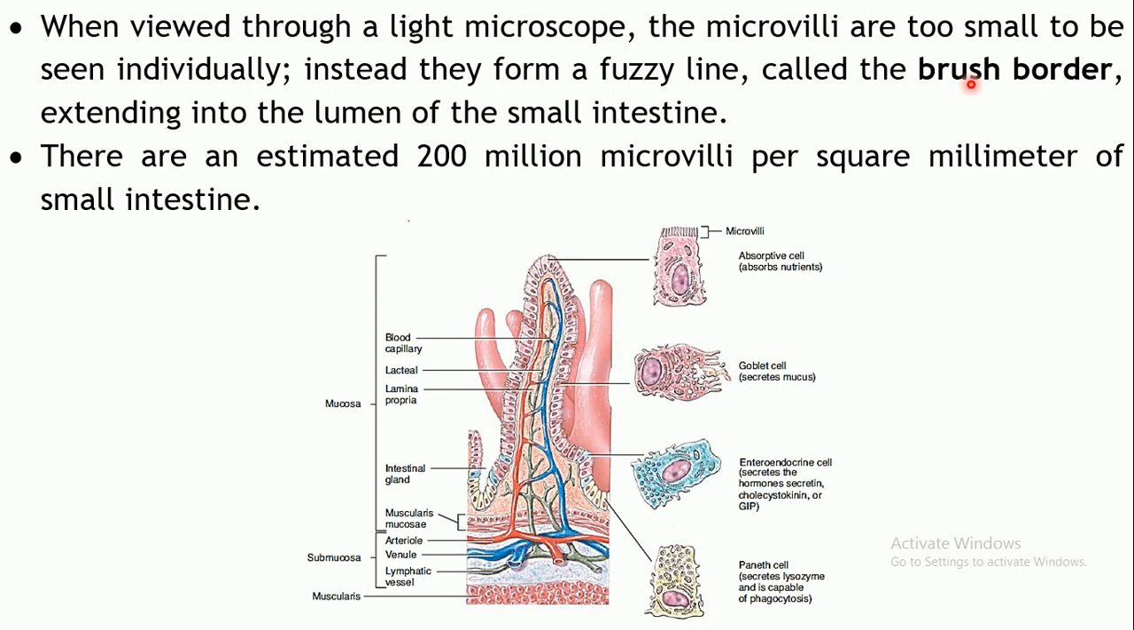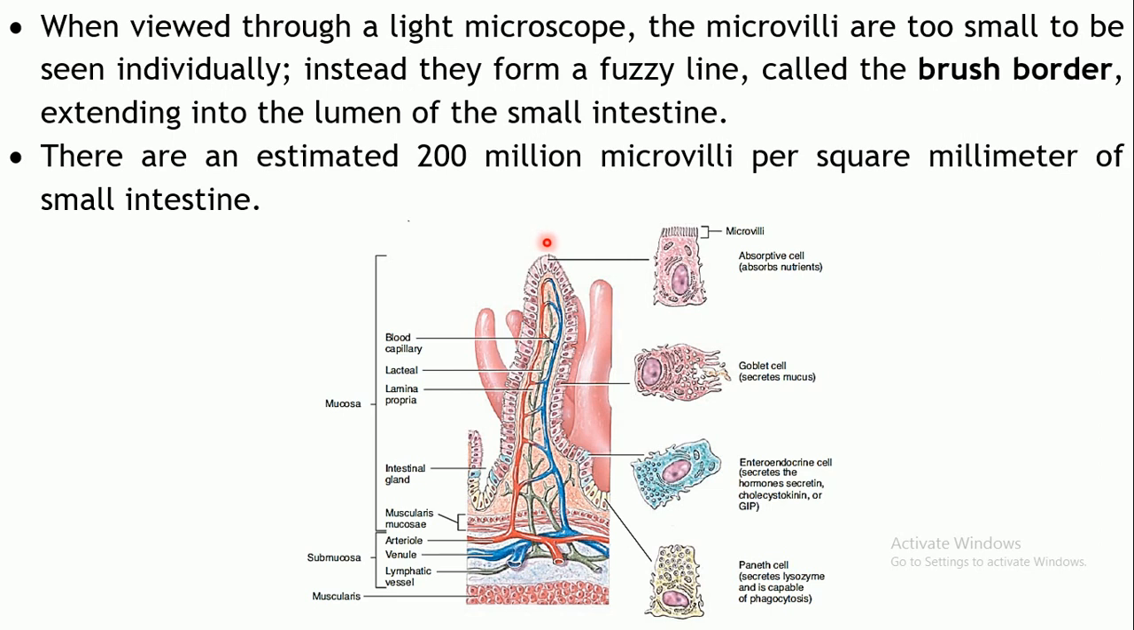Imagine a toothbrush. There are a number of bristles present on it, right? Can you see the bristles individually? Is it possible? It will have a fuzzy appearance, because there are a number of bristles present on it. Similarly, these microvilli also, you can't exactly observe them individually, but they will appear as a fuzzy line, and that is called a brush border, which is extending into the lumen of the small intestine.